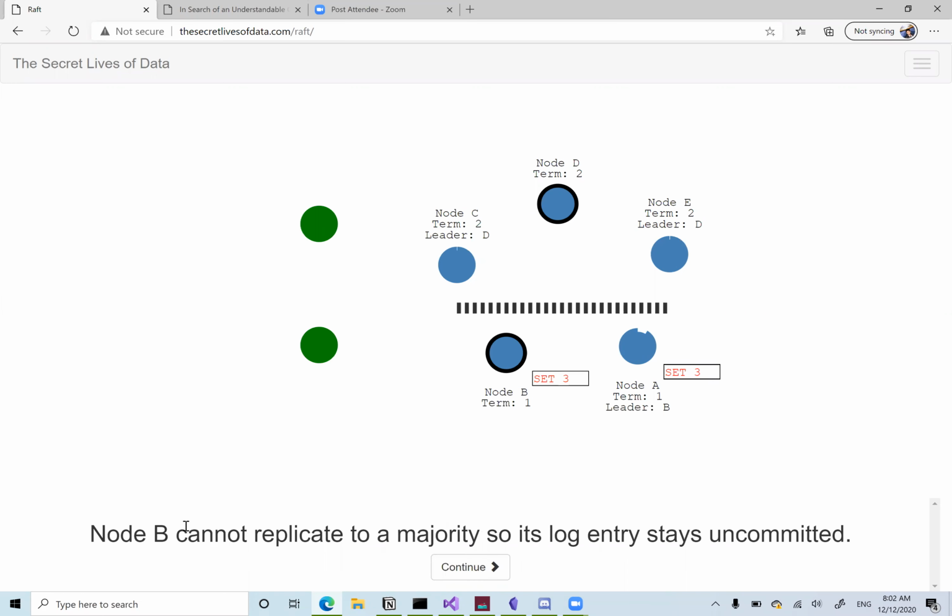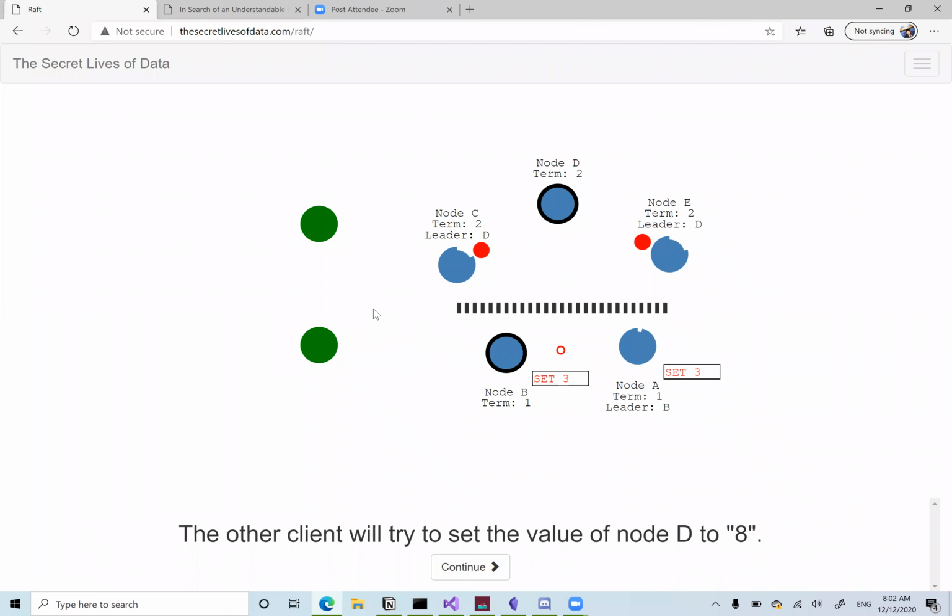Node B cannot replicate to a majority, so its log entry stays uncommitted, right? And if a client is talking to this node, it can successfully replicate among the majority of the nodes. So this upper system will work fine, right?